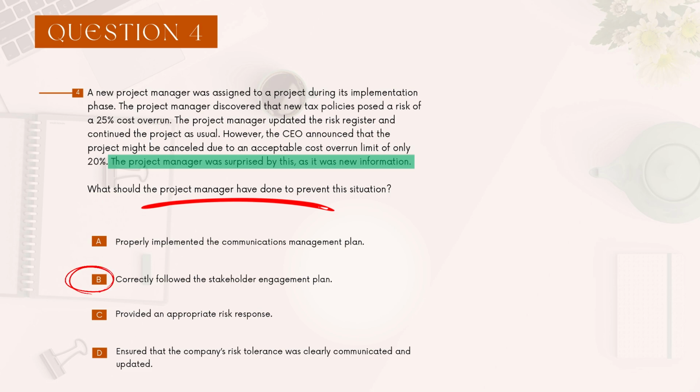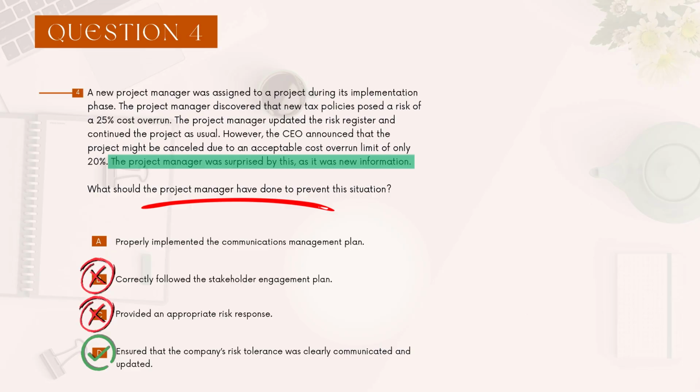B, correctly follow the stakeholder engagement plan. So this is not an engagement issue. Engaging someone in your project is like making sure they participate. This is simply just a piece of information that had not reached the project manager. So I'm not going to choose B. I'm going to eliminate that. C, provide an appropriate risk response. So again, this is not a risk issue. Primarily, this is a communication issue. So B and C are gone. D, ensure that the company's risk tolerance was clearly communicated and updated. Okay, so we are left with A and we're left with D. The best answer here is going to be D.